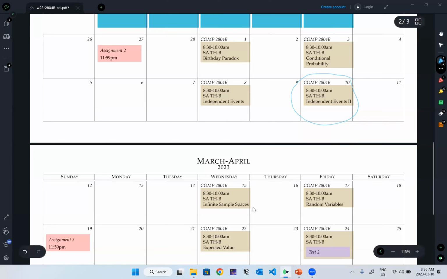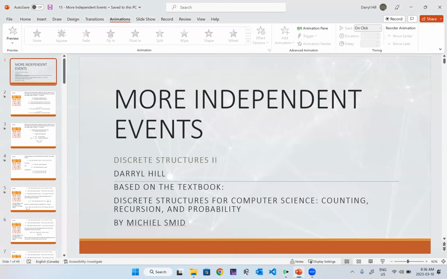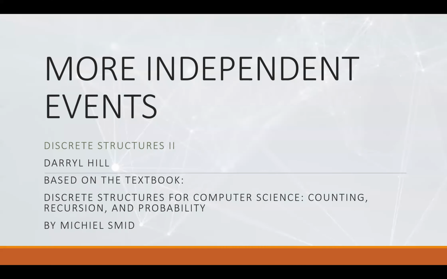Okay, so we're going to continue to talk about independent events. Last class, we were talking about independent events, and we talked a lot about what is an independent event, what makes two events independent, and how can we verify that they're independent, and the different types of independence, so pairwise versus mutual, and things like that.